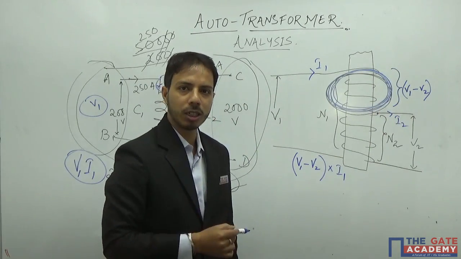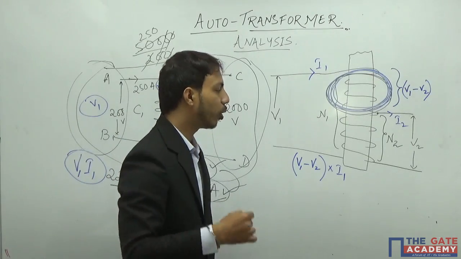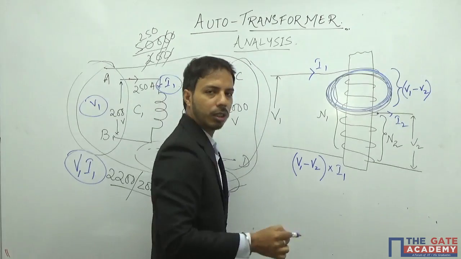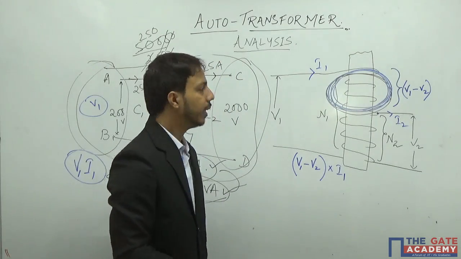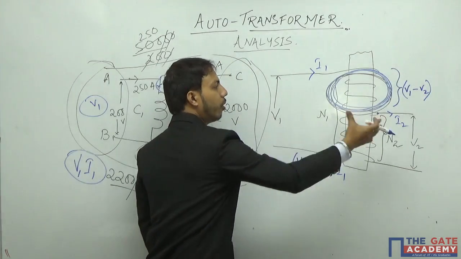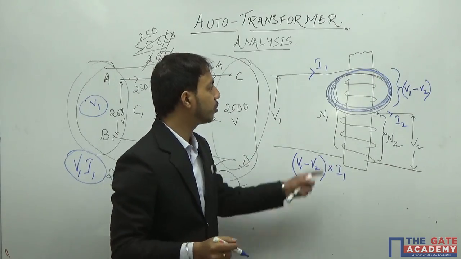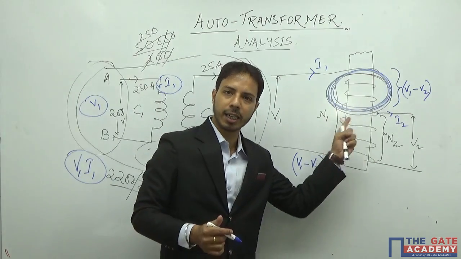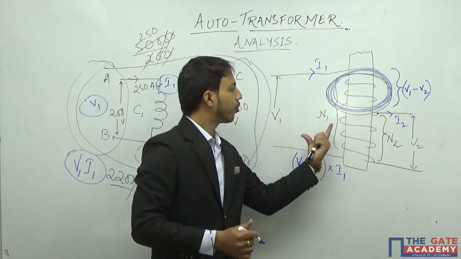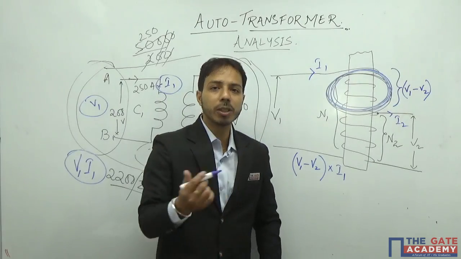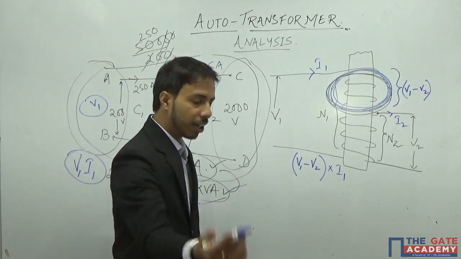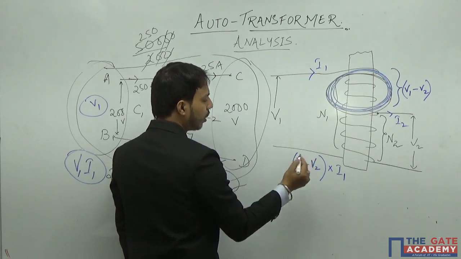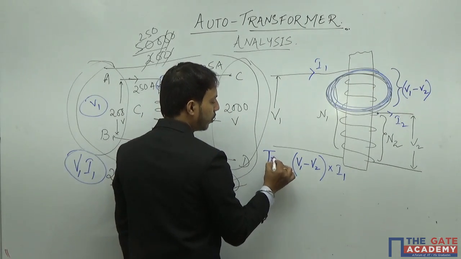But this is not the only thing which is getting transferred. There is one more thing which is transferred. The power is also transferred by conduction. So what I am saying is, in an autotransformer, the power will get transferred by two ways. One is by transformer action, one is by conduction. Since it is physically connected, there will be conduction from this part to this part. Now, how much volt ampere will be conducted?